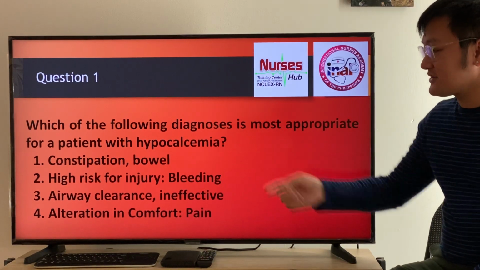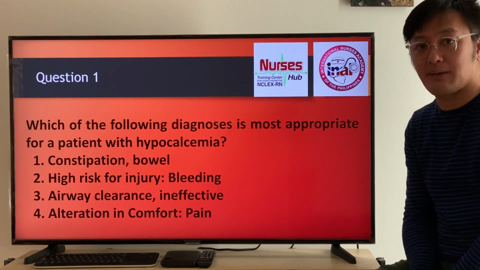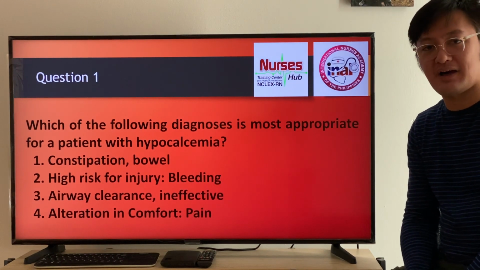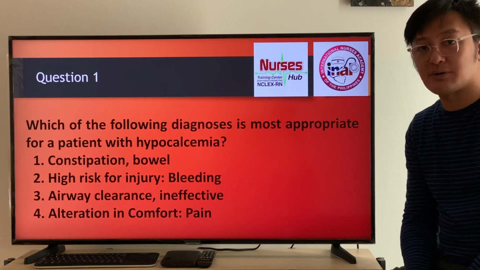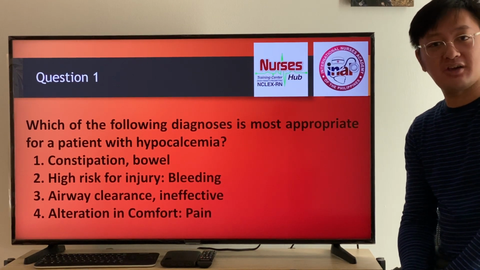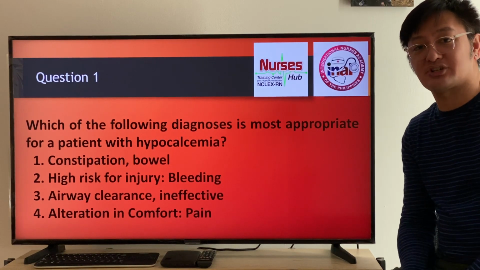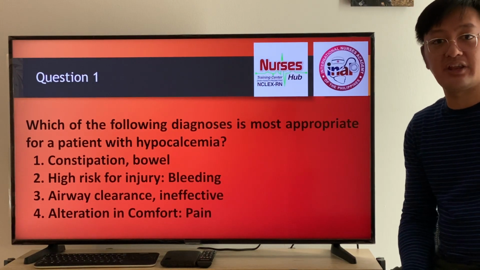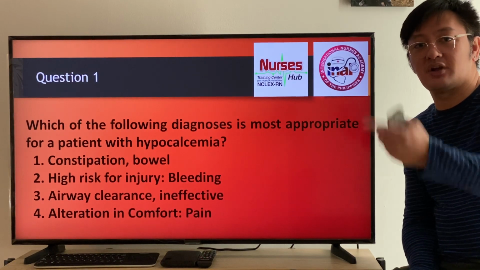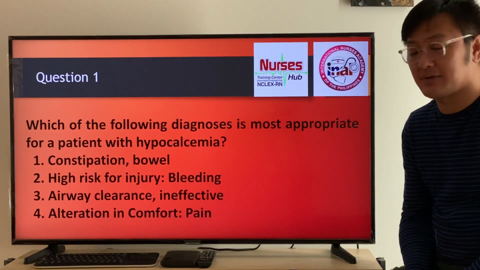So the question has something to do with decreased calcium in the blood, or hypocalcemia. The normal calcium level in the blood ranges from 8.5 to 10.5 milligrams per deciliter. You may have a different value in mind, maybe because you're using a different unit, okay? Even in the hospital, if you jump from one hospital to another, they use different parameters, okay?